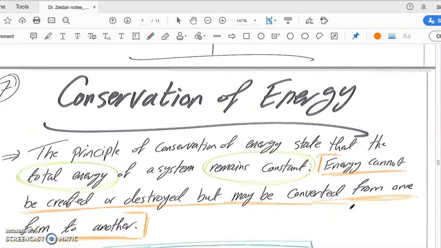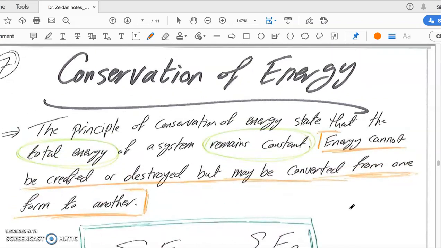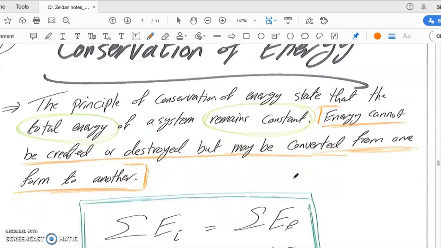Now we will talk about conservation of energy. If I were in the class today and I asked you, what is the conservation of energy? I know that many of you will say the principle of conservation of energy is that the energy of the system remains constant. Energy cannot be created or destroyed, but may be converted from one form to another. I used to enjoy hearing it from the students, how they really know it in a very nice rhythmic way. Energy cannot be created or destroyed, but it might be converted from one form to another.